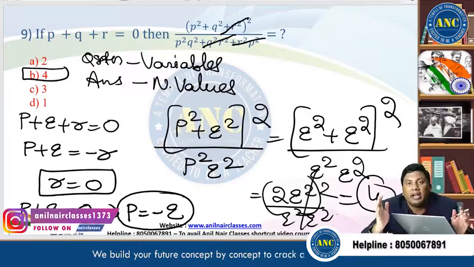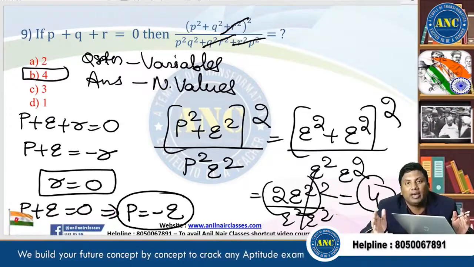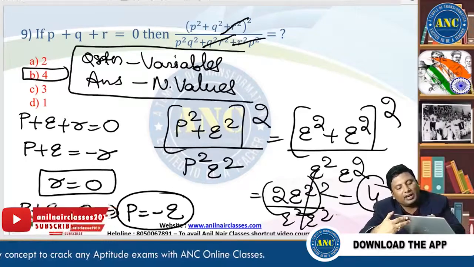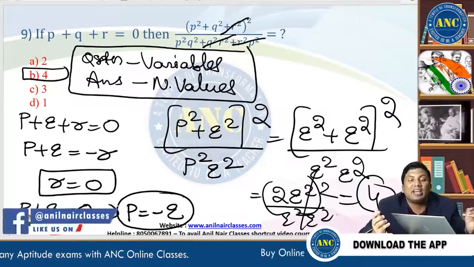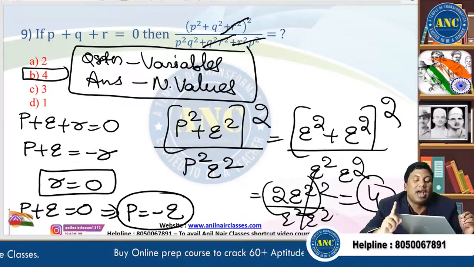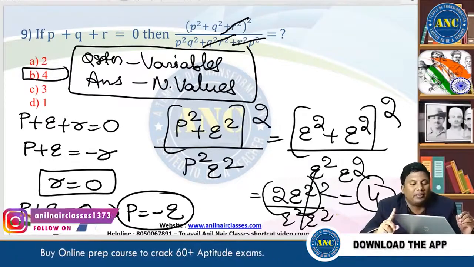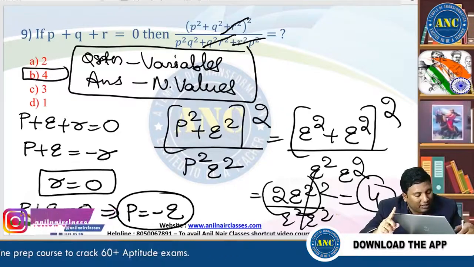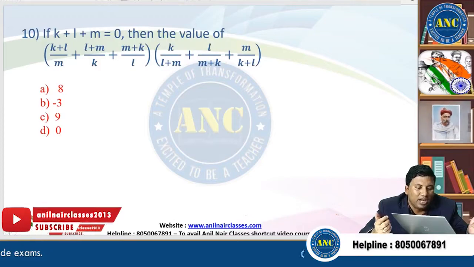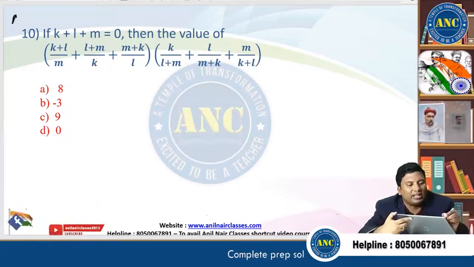When will this dependent variable concept be applied? It is applied when the question contains variables and the answer contains numerical values. Make the dependent variable 0. Another one, this is nothing but an NCERT question.